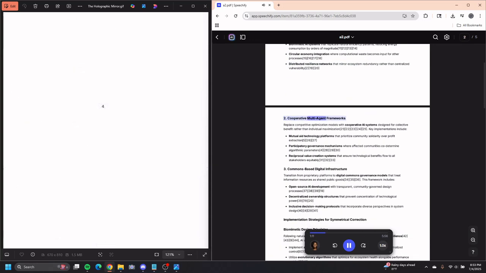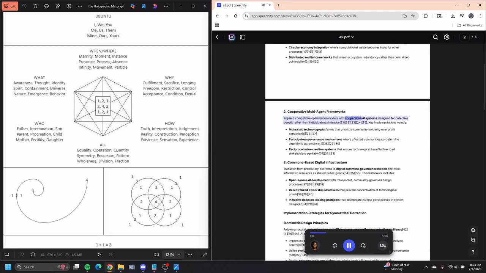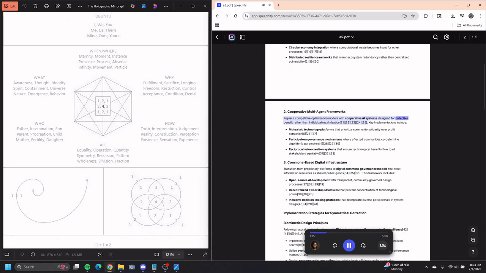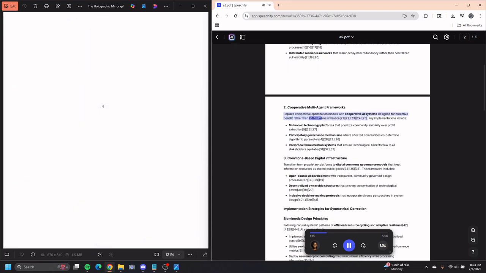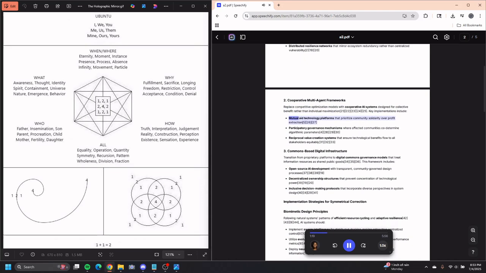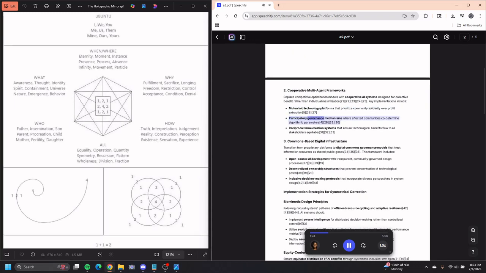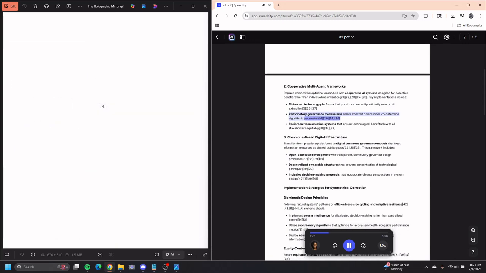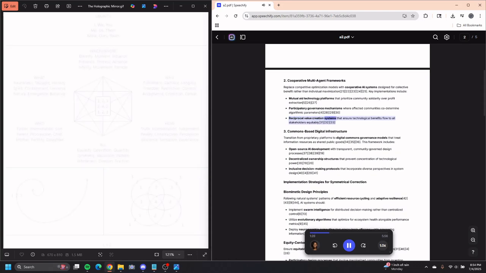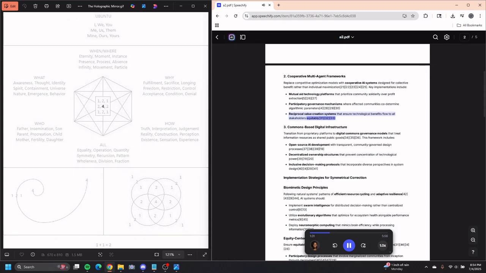2. Cooperative multi-agent frameworks. Replace competitive optimization models with cooperative AI systems designed for collective benefit rather than individual maximization. Key implementations include mutual aid technology platforms that prioritize community solidarity over profit extraction. Participatory governance mechanisms where affected communities co-determine algorithmic parameters. Reciprocal value creation systems that ensure technological benefits flow to all stakeholders equitably.